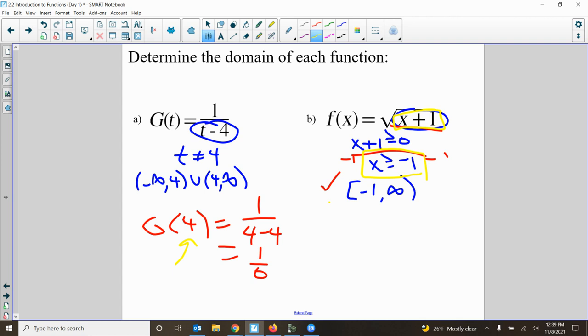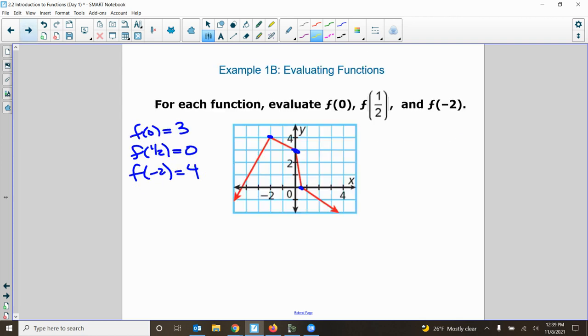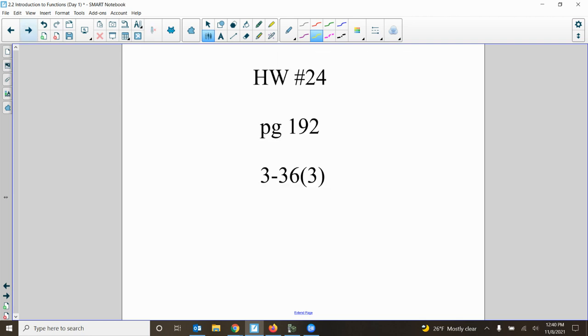Questions? All right, here is your homework. 3 to 36 by 3s. I'll go ahead and post that assignment for you. That's all I got. A little more notes than usual. We made it through. Most of the ideas weren't too bad. If you have any questions on the homework, I'll answer those tomorrow, of course.